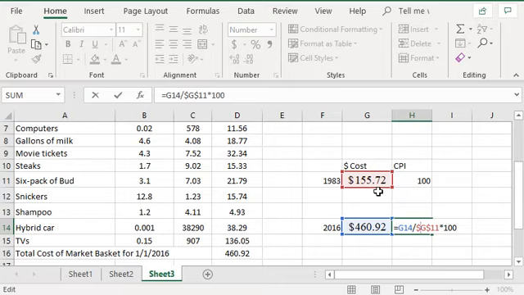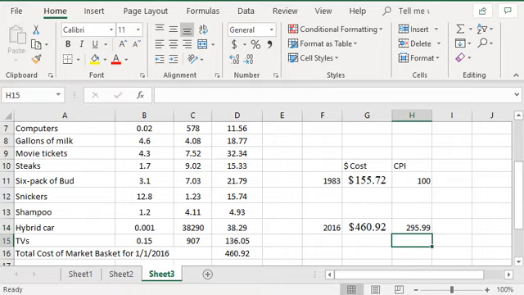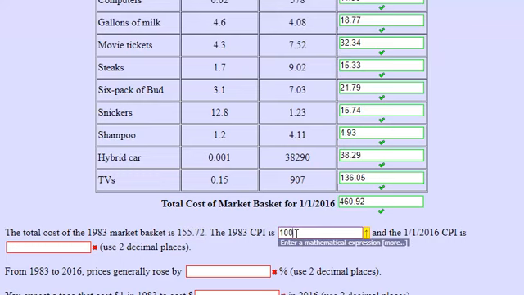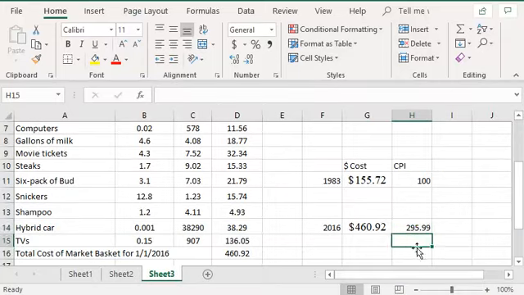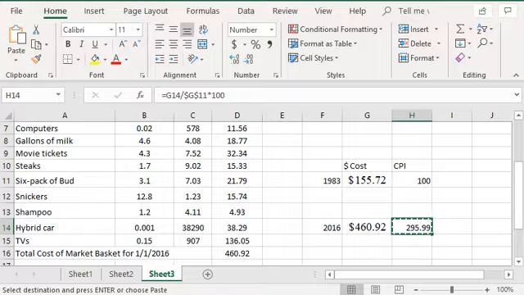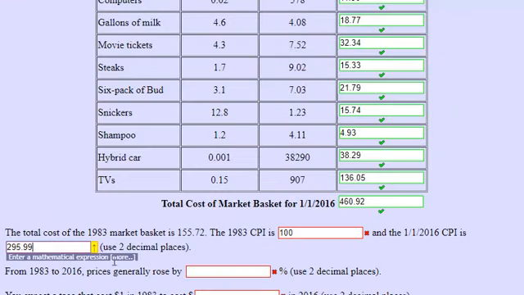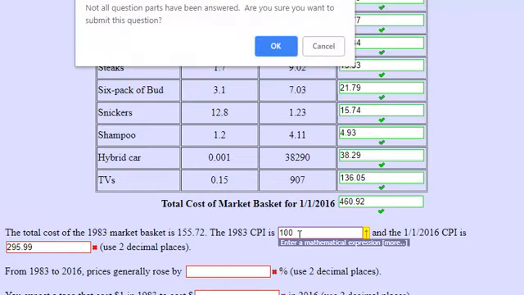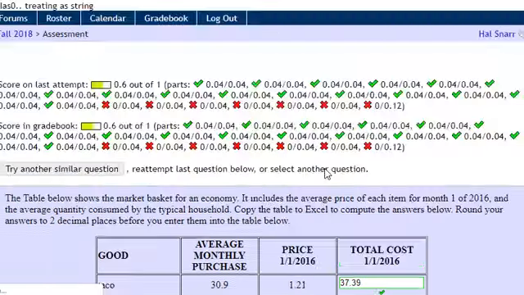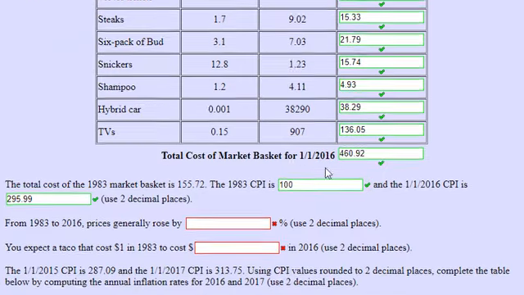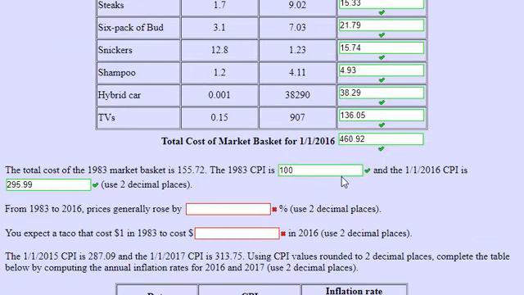Okay, so let's go ahead and type in 100 here. And then we already calculated that 2016 CPI, which is right there. And I'll go ahead and hit enter to make sure that we got it right. Nice. Okay, now why did we do this? Why did we convert the cost of the market basket from dollars to percentages? Well, the next question explains why.